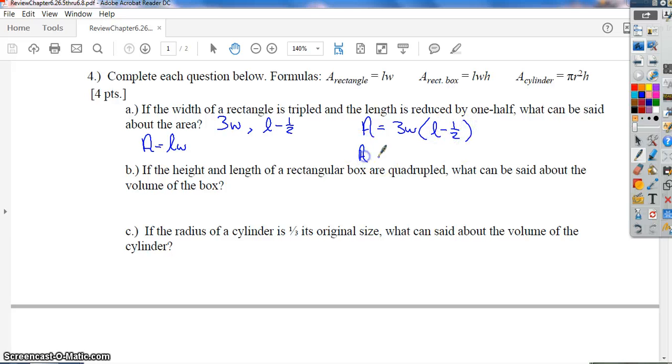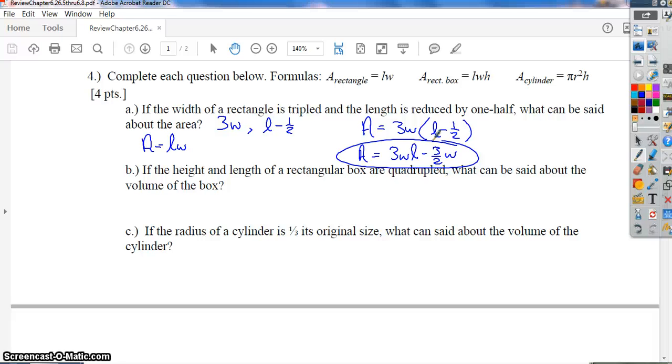The new one would be 3 times w and L minus 1/2. So I'm going to distribute this in. This is 3WL minus, well, I guess 3 over 2W. Okay, so what can be said about the area? It's 3 times the original minus 3/2 W.